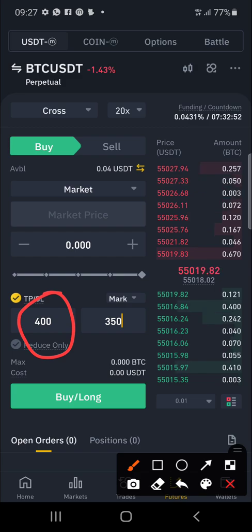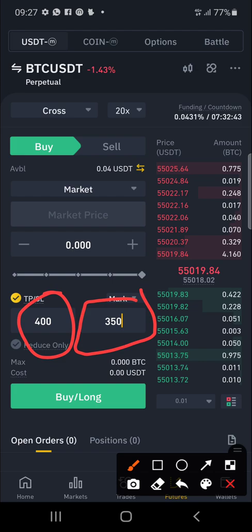But once the market, maybe, starts going down against you, once it gets to here, you will go off the market. You lose 50. You go off the market actually.